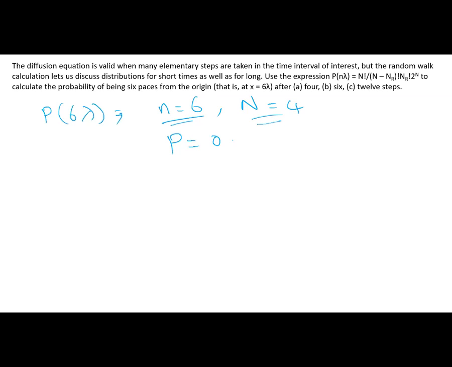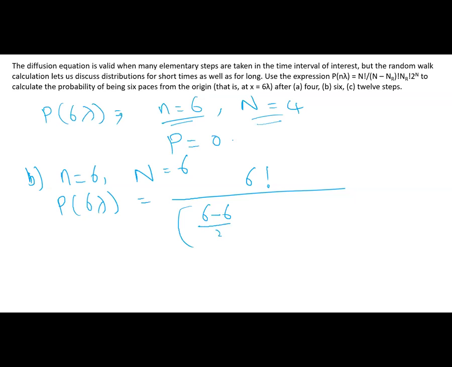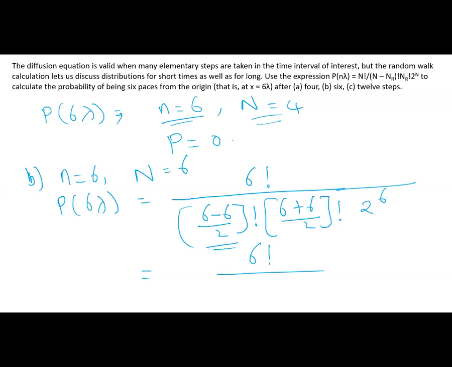And thinking about the second condition, where n is equal to 6 and the total number of steps is equal to 6, let's calculate P(6λ). We know our equation, right? It's 6! over (6 − 6/2)! times (6 + 6/2)! times 2^6. So this becomes 0!, which is 1, and this is 6!. So it becomes 6! over 6! times 2^6. It's 1 over 64, and the probability is going to be 0.01562.